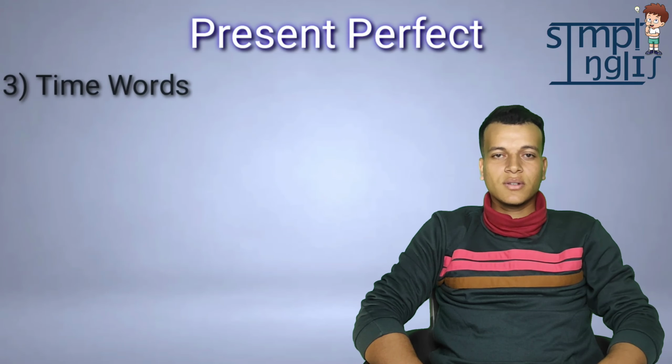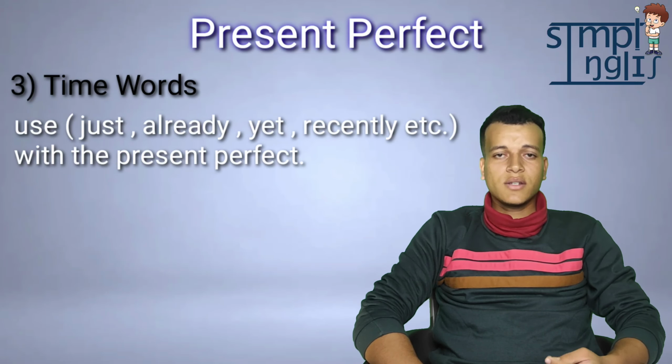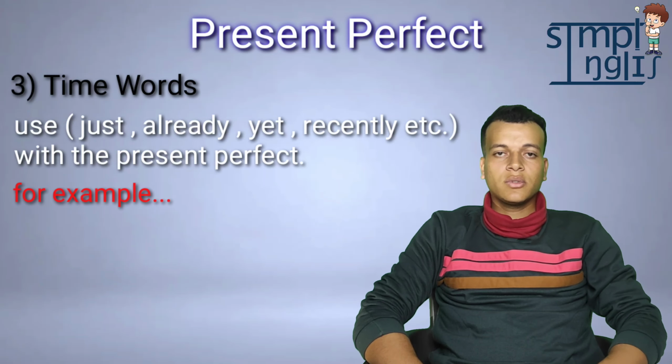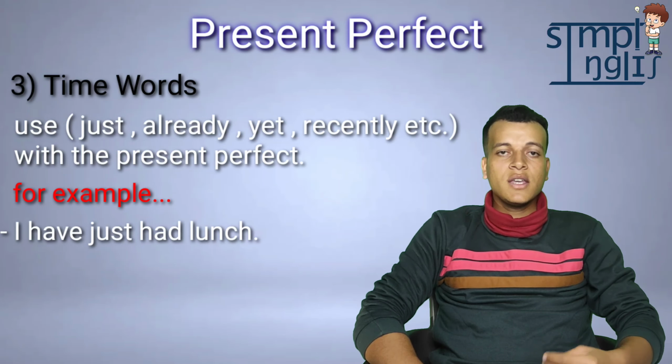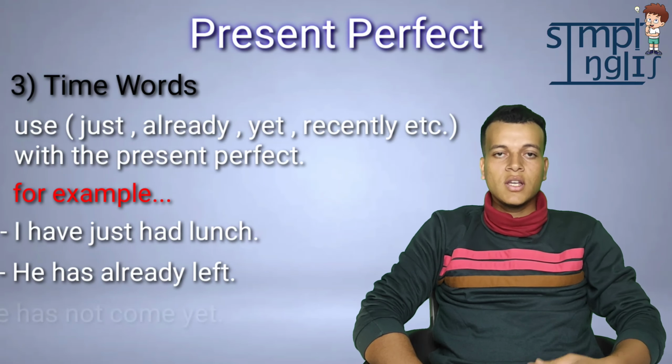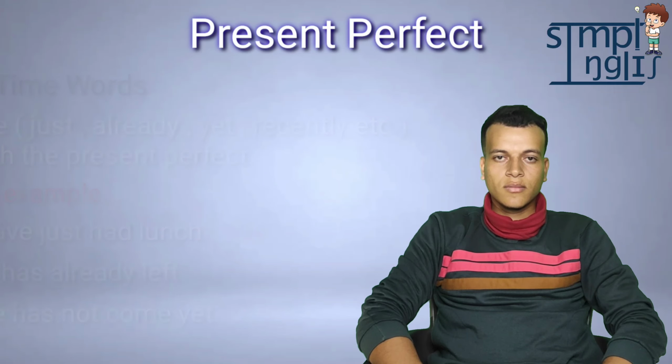Time words. Use words such as just, already, yet, recently, etc. with the present perfect. For example, I've just had lunch. He has already left. She hasn't come yet.